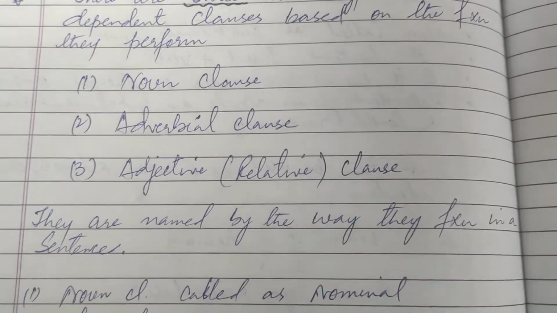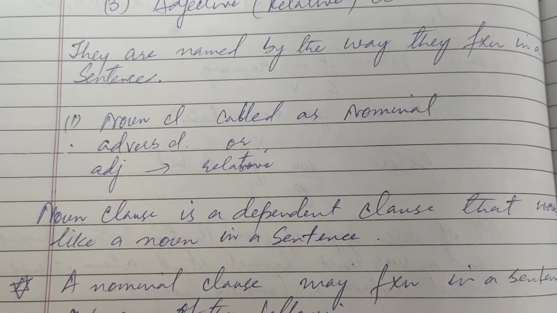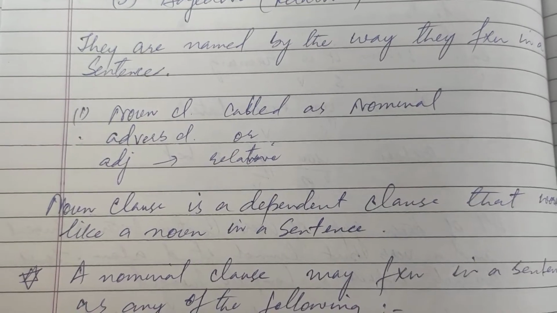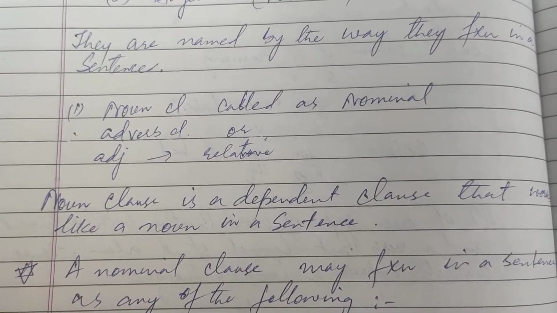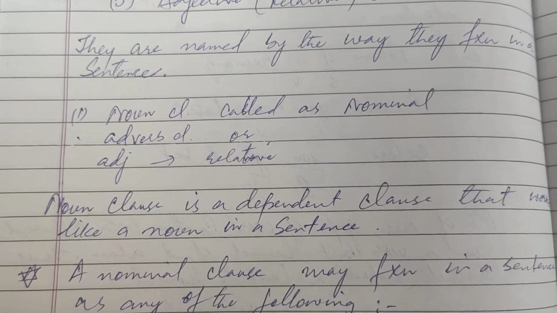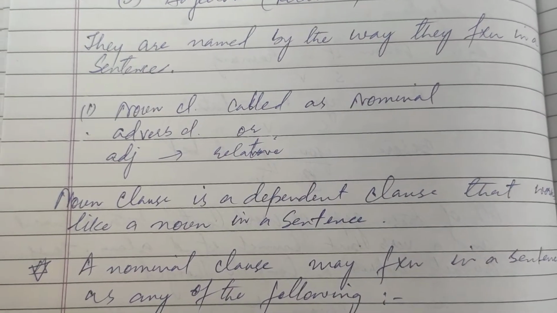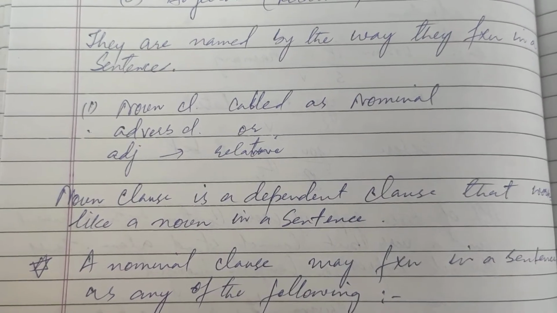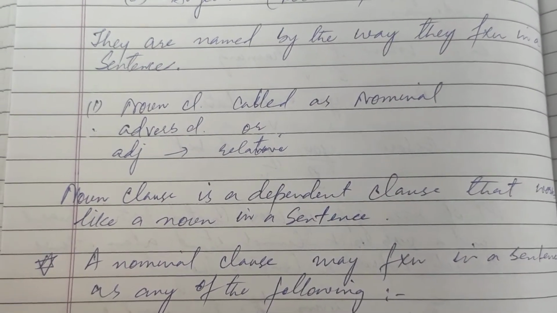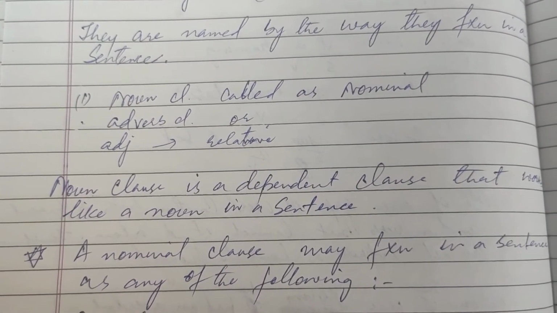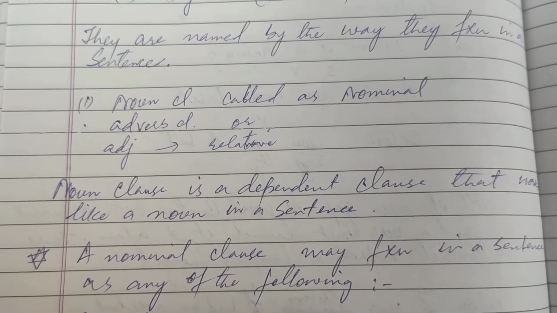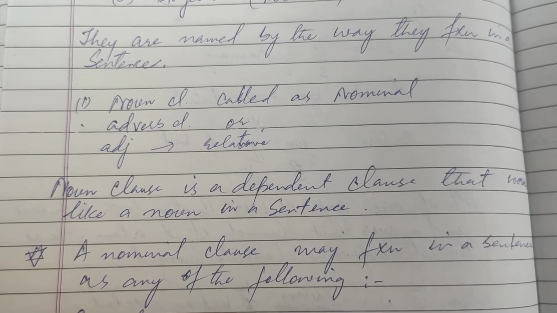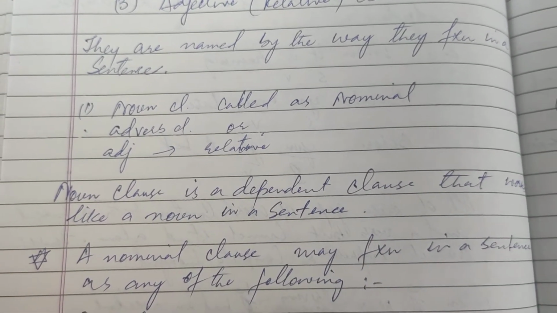performing in the sentence. Noun clauses, the first one, are also called nominal clauses, whereas adverbial clauses are also called adverb clauses, and adjective clauses are also called relative clauses. Noun clause is a dependent clause, because all three are dependent clauses. These are the types of dependent clauses that work like a noun in the sentence. You know the definition of a noun: noun is the name of anything.